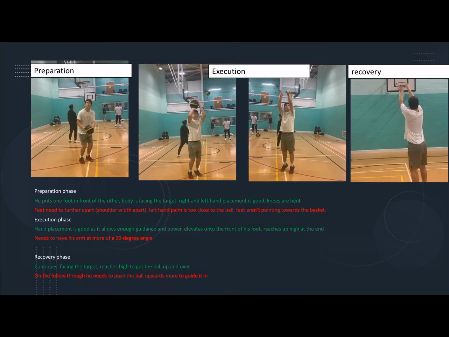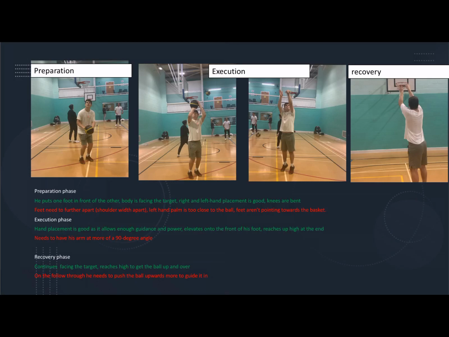He also elevates onto his front foot and reaches high when taking the shot. This means that the shot will go higher, therefore giving it a larger surface area to shoot in the basket. However, he should have kept his arms at more of a 90-degree angle so that he would be able to reach even further.